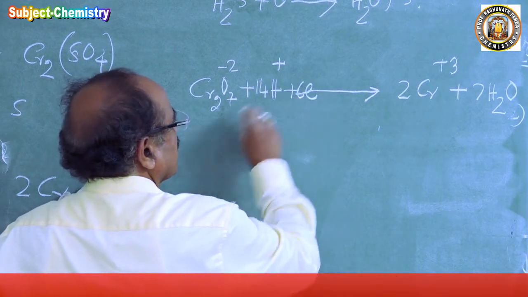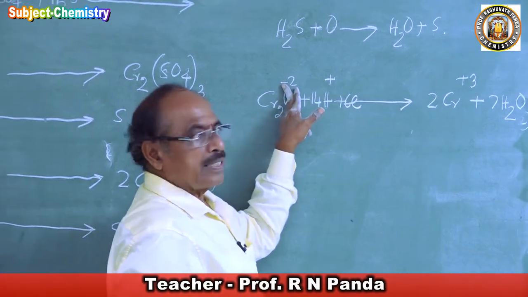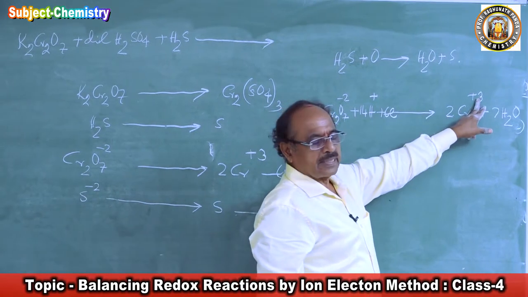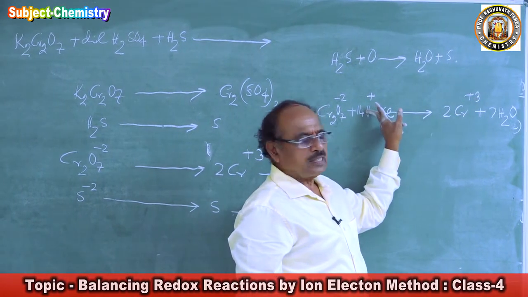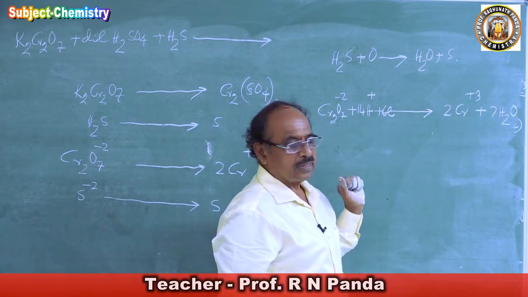We will add 6e. Why? Because here we have 14H plus minus 2, it becomes 12 positive, and this side 6 positive, so we add 6e. So this is the standard equation for potassium dichromate.